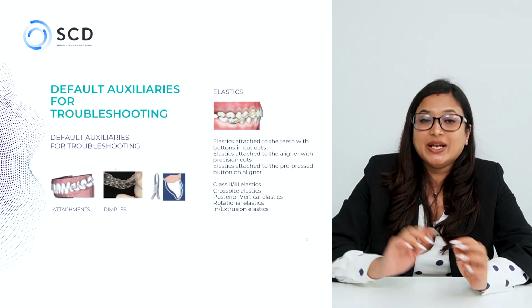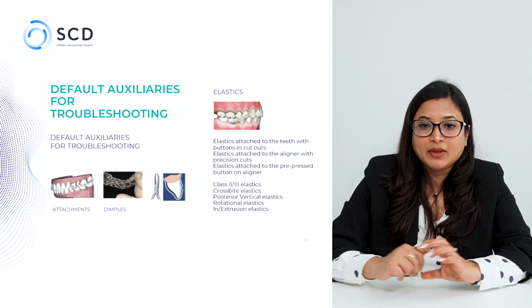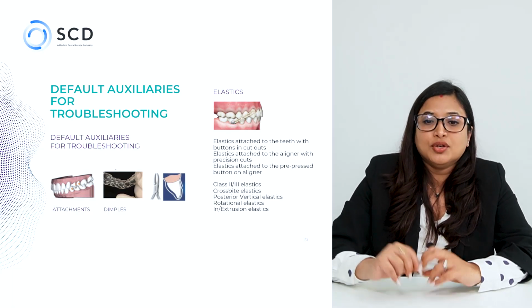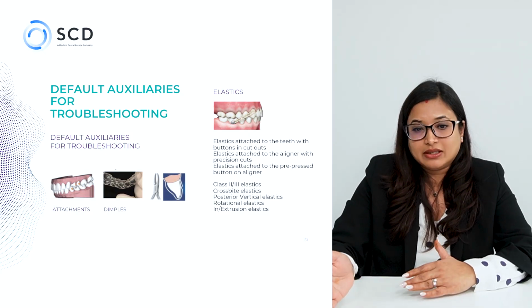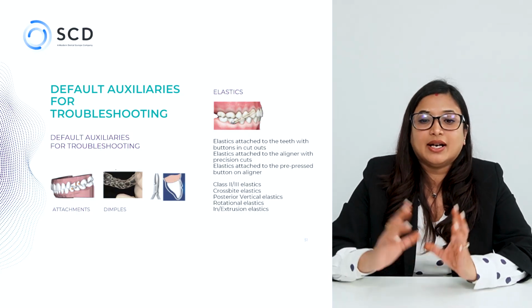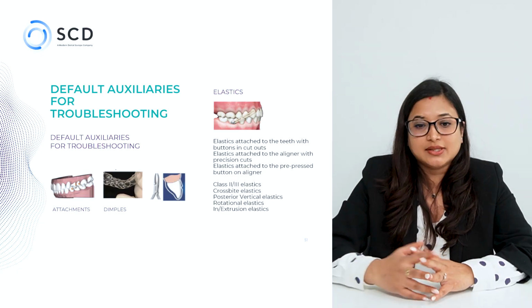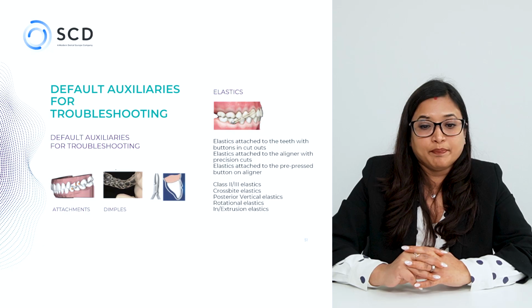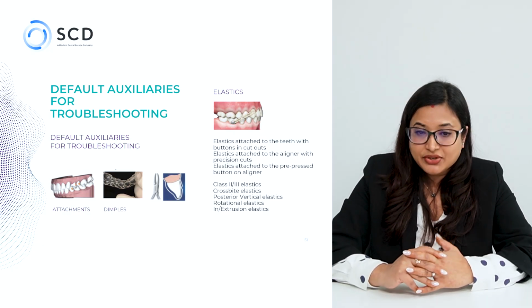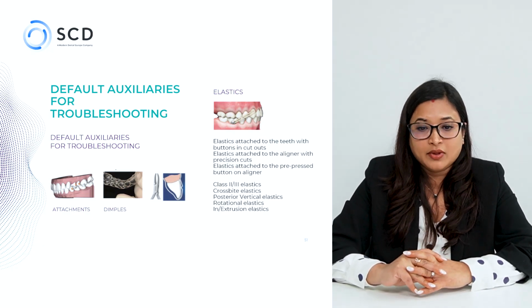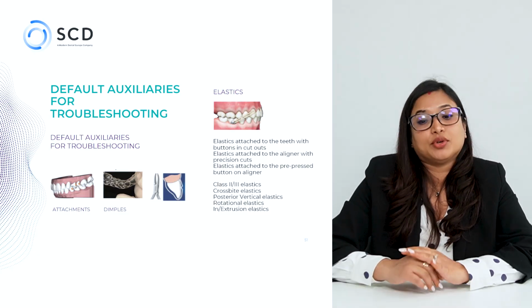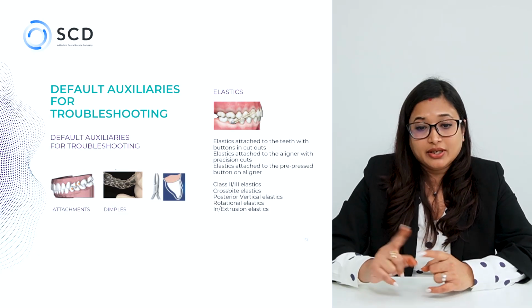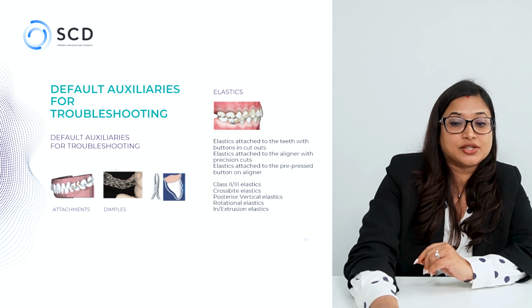We have attachments, we have dimples on the aligners, and we also have elastics. So basically elastics attached to the teeth with buttons in cutouts, elastics attached to the aligner with precision cuts, and elastics attached to the pressed buttons on the aligners. We can use class 2 or class 3 elastics, cross-bite elastics, posterior vertical elastics, and rotational elastics. Also, there is one more type available, which is intrusion-extrusion elastics.